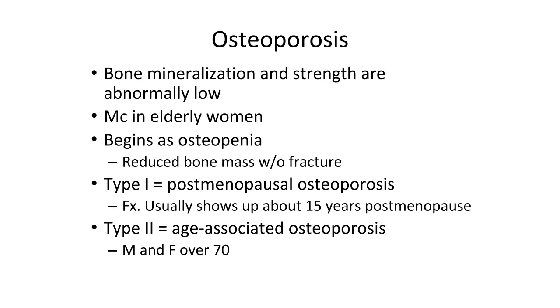Okay, our last thing that we're going to talk about here is osteoporosis. So with osteoporosis, we have the minerals that we lay down in the bone. So the bone mineralization is relatively low, which means that the strength of the bone becomes abnormally low. Osteoporosis is more common in elderly women, and it begins as osteopenia. Osteopenia is just a reduction in our bone mass, but we don't have any fracturing yet. With osteoporosis, we start to have the fracturing due to the reduction in the bone mass.